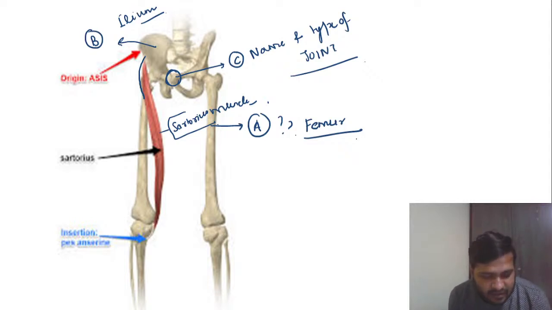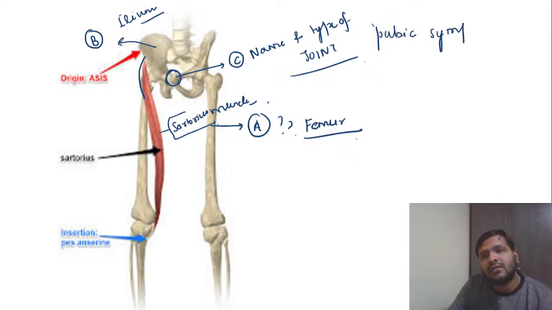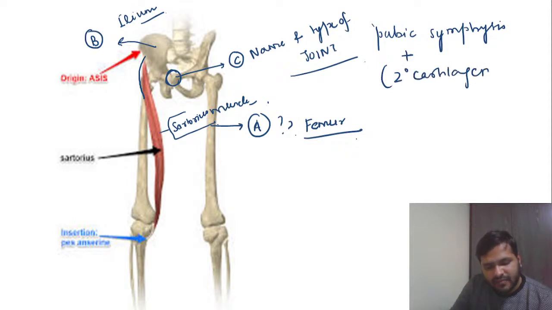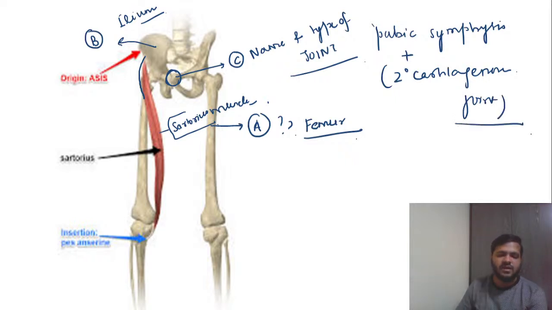Yes, Veda Patil, very good. It is the pubic symphysis. Anushka, yes, it is a secondary cartilaginous joint. Yes, it is the pubic symphysis, a type of secondary cartilaginous joint. Anshika, very good. Adarsh, okay. Perfect, guys.